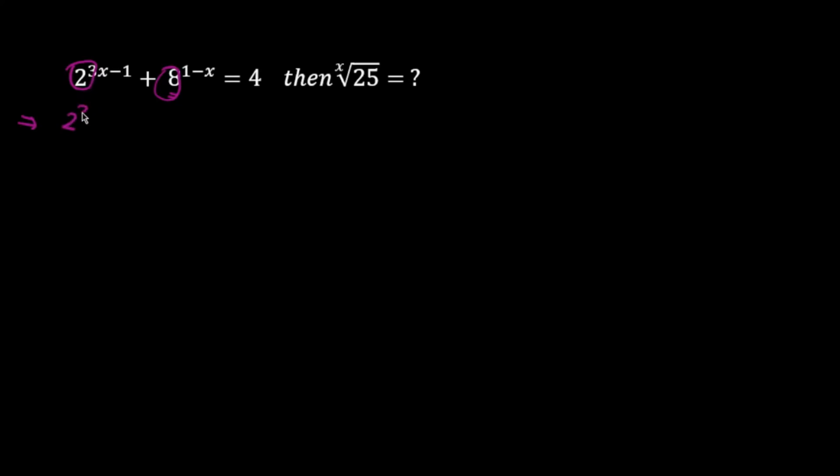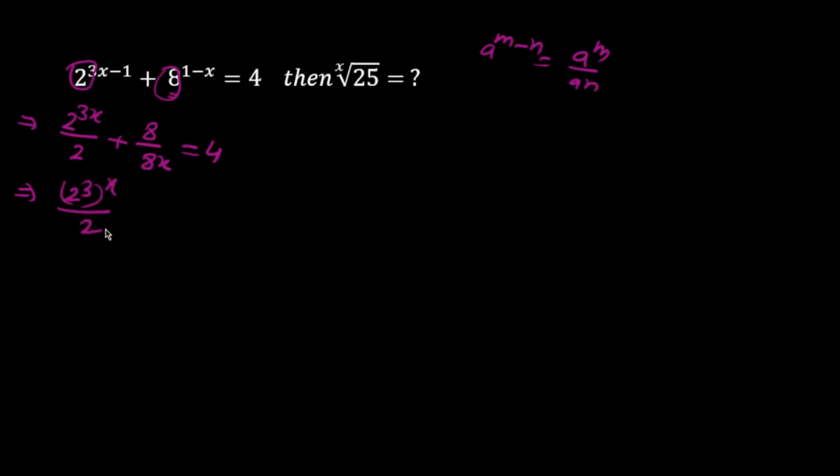We can write it as 2 power 3x over 2 plus 8 over 8 power x is equal to 4, as a power m minus n is equal to a power m over a power n, applying this power formula. Now we can further write it as 2 power 3 over x divided by 2 plus 8 over 8 power x is equal to 4.